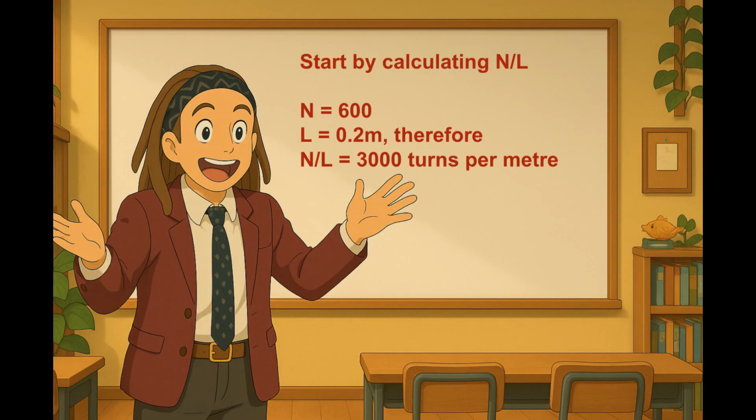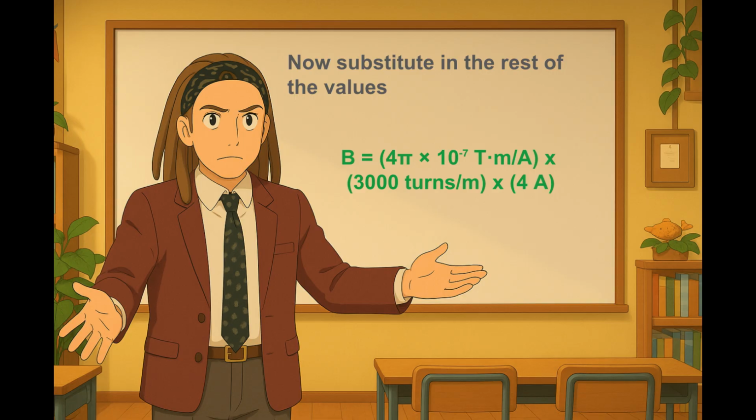Step 4. Substituting known values and solving for the unknowns. Now, let's plug in our values and calculate B. First, let's calculate n, the turns per unit length. n equals N over L. 600 turns over 0.20 meters is 3,000 turns per meter. Now substitute n, μ0, and I into our main equation.